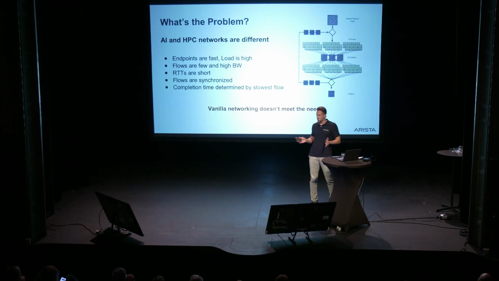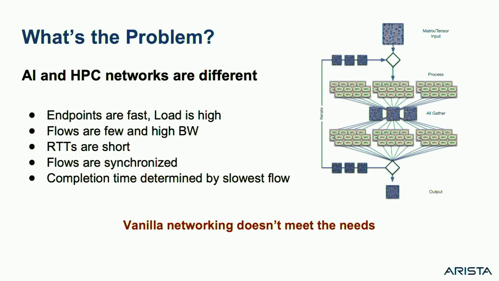So, what is it that differs between a back-end AI network and a normal DC for generic compute? Well, first of all, endpoints are fast. 400 gig, 800 gig. Load is high. And when the GPUs send data, they do so all at once and at full speed. So there are flows with very, very high bandwidth. Elephant flows, someone else mentioned earlier today. But the number of flows is actually quite few compared to a normal data center. And the round trip times are extremely short, microseconds from end to end.